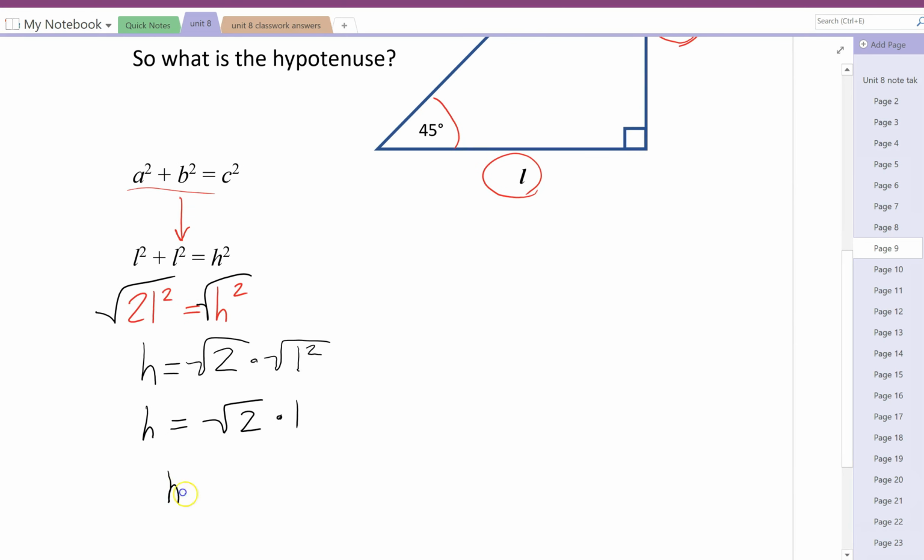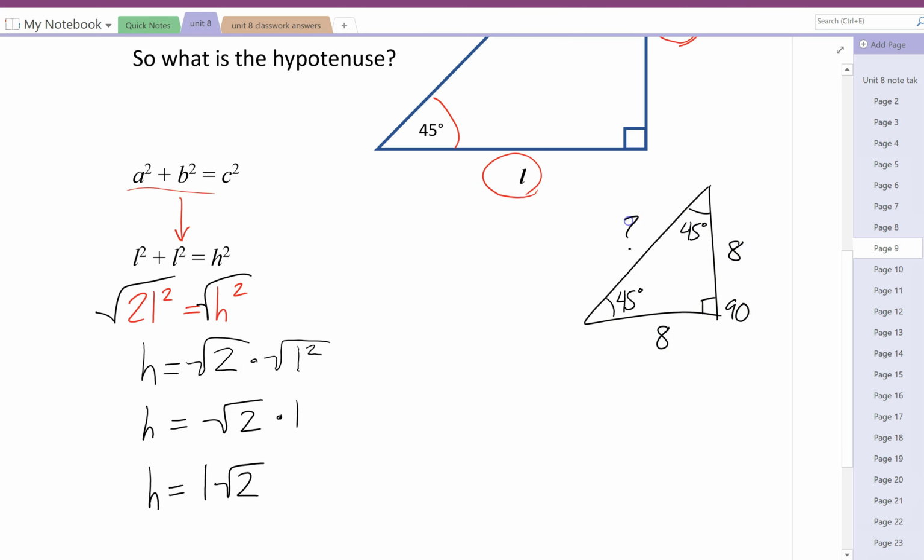Okay, so what ends up happening is that h, or the hypotenuse, in a 45, 45, 90 triangle is always going to be equal to L times the square root of 2, L meaning the length of one of the 2 legs. So if I have a 45, 45, 90 triangle and let's say the legs are 8, and I want to know what the hypotenuse is, I don't have to even use the Pythagorean theorem. What I know is that the hypotenuse is just equal to the legs times the square root of 2.